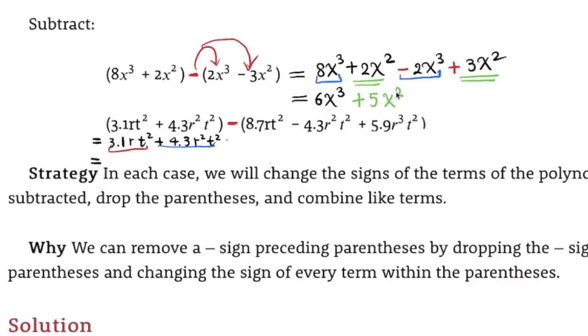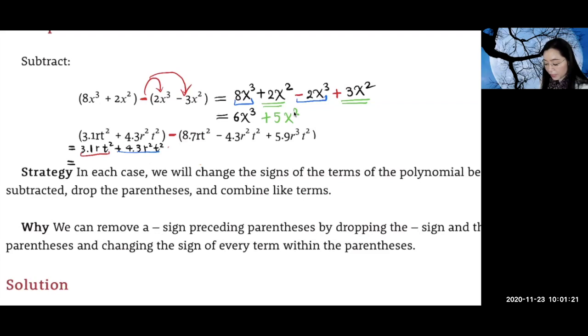Now, what about when you subtract and you have decimal coefficients? It's similar. So over here, this subtract that. The first part here is not going to change, so I just copy it down. Minus 8.7 r t squared. Now, minus is going to become plus, right? Minus here becomes plus, so this is adding 4.3 r squared t squared.